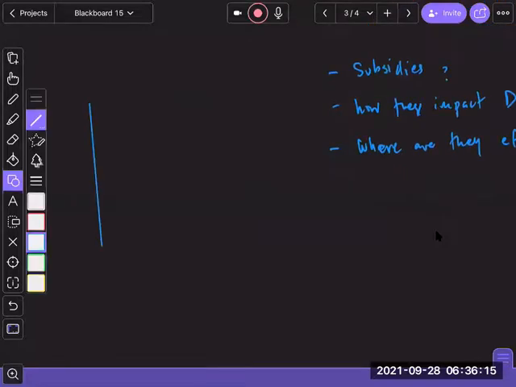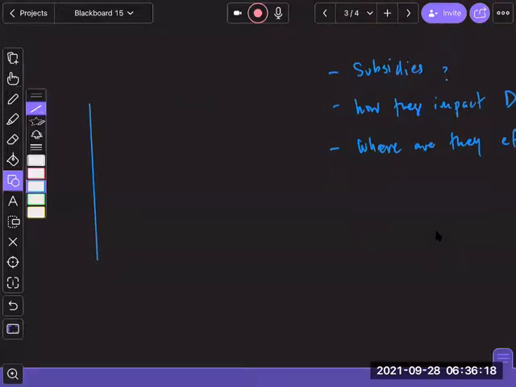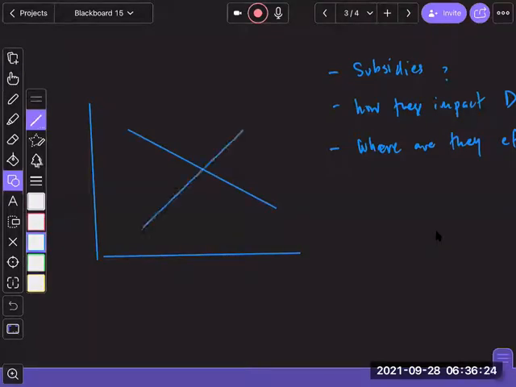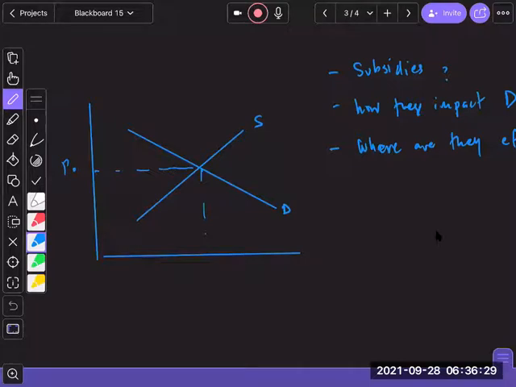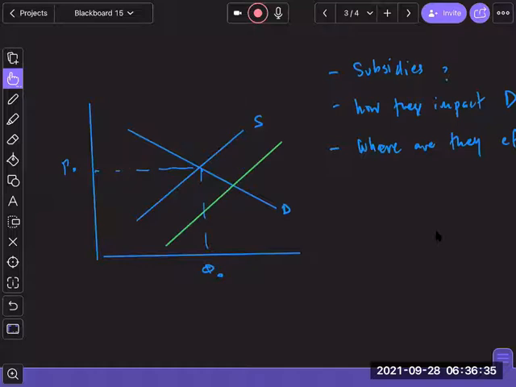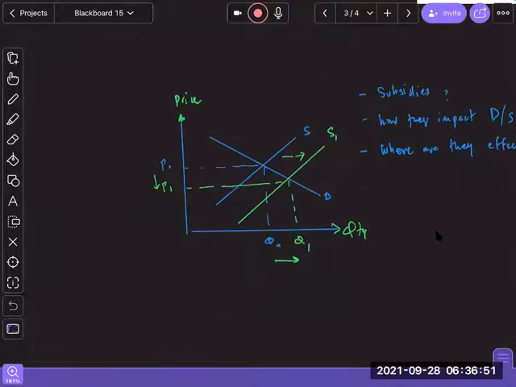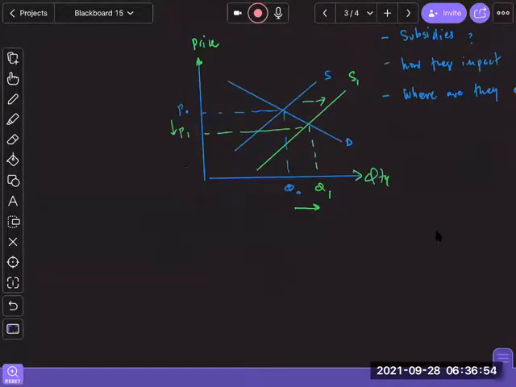So what are subsidies? Subsidies are payments given by the government to encourage the production of a good. It lowers the cost of production. So if this is my demand and supply, and my price is P naught and quantity is Q naught, a subsidy will lead the supply curve to shift to the right. It results in the price of the good going down and the quantity demanded going up. So that's the first thing.